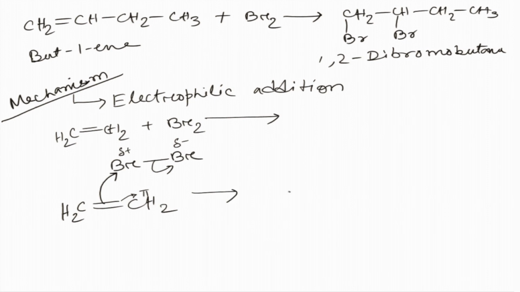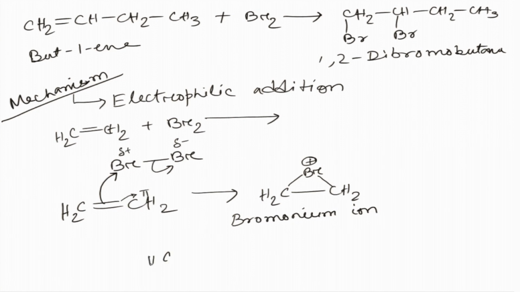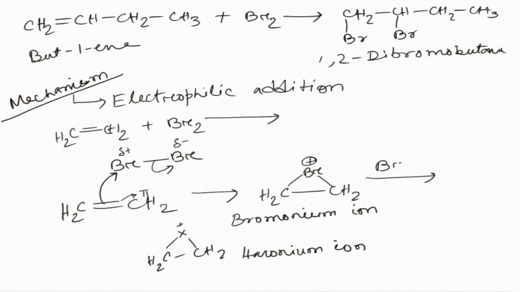So, what happens? An intermediate is formed like this. This is called the bromonium ion. In general, if such a bond is formed with any halogen, this is called halonium ion. Okay. Now, we have one Br minus in the system. It will attack this positive species.